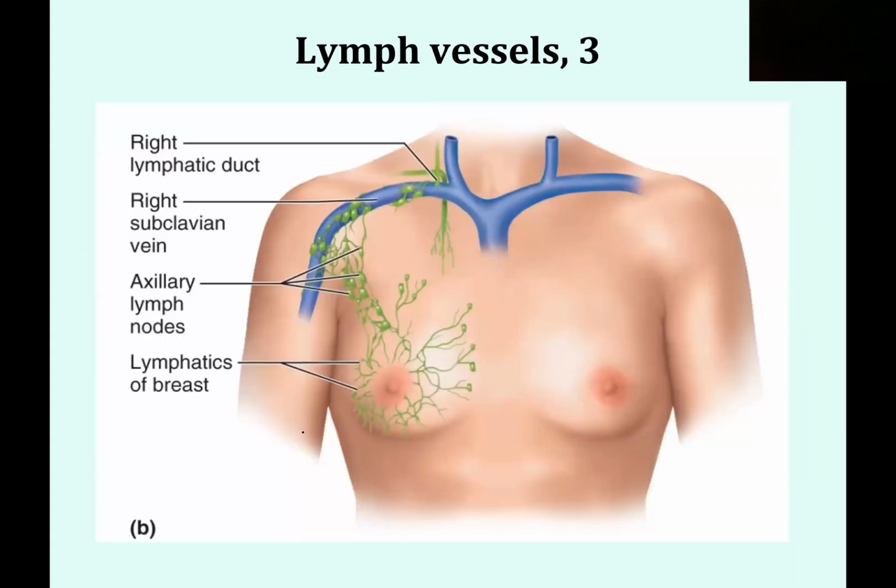Okay, here in the axillary region and in the breast tissue, you have more lymph vessels and lymph nodes than you do in any other part of the body.